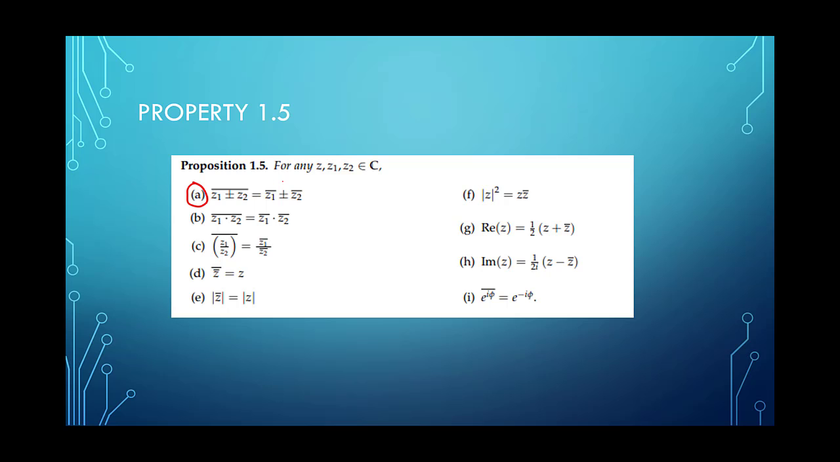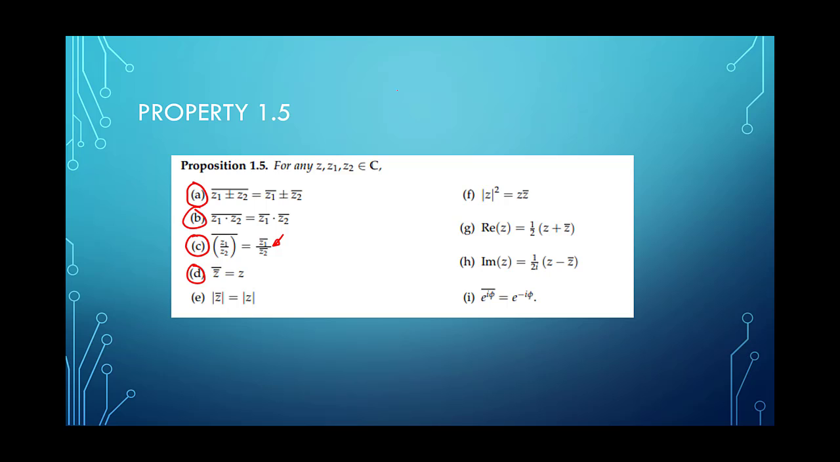Part B here is saying if you take the conjugate of a product of complex numbers, then again the conjugate distributes over the product. C, similarly, if you take the conjugate of the quotient of two complex numbers, then the conjugate distributes over the quotient. D, if you take the conjugate of the conjugate, you get what you started out with.